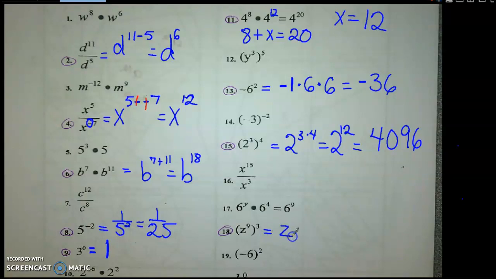Looking at number 18, power to a power. So z to the 9 times 3, and that equals z to the 27th power. Okay, so we worked through different expressions, all simplifying and evaluating when possible, and we've used all 5 of our exponent rules.